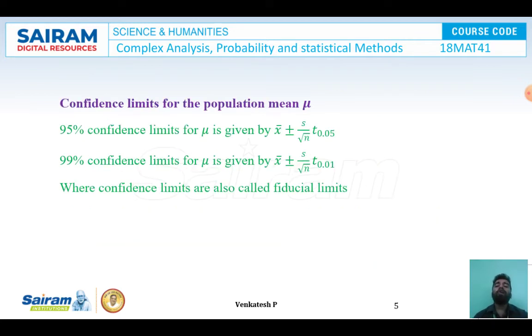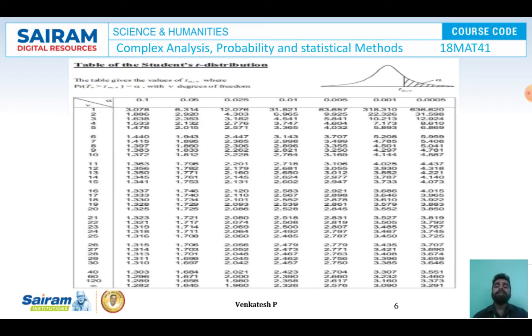To calculate the confidence limit, we have to use the following formulas with respect to the population mean. The first formula is x bar plus or minus s by square root of n into t of 0.05. The other formula is x bar plus or minus s by square root of n into t of 0.01. So this is called students' t distribution table. This will be helpful to check the hypothesis while solving the t distribution problems.